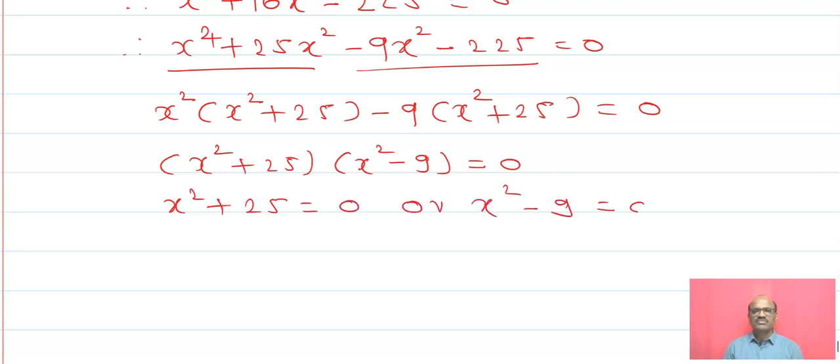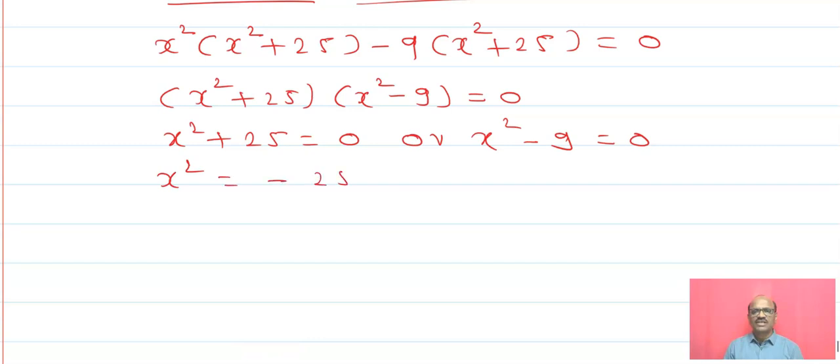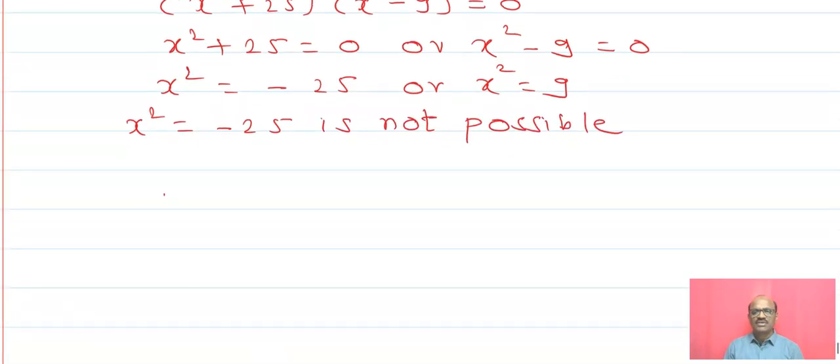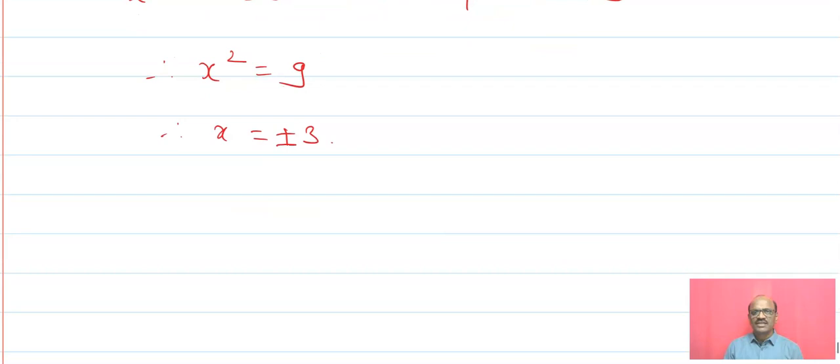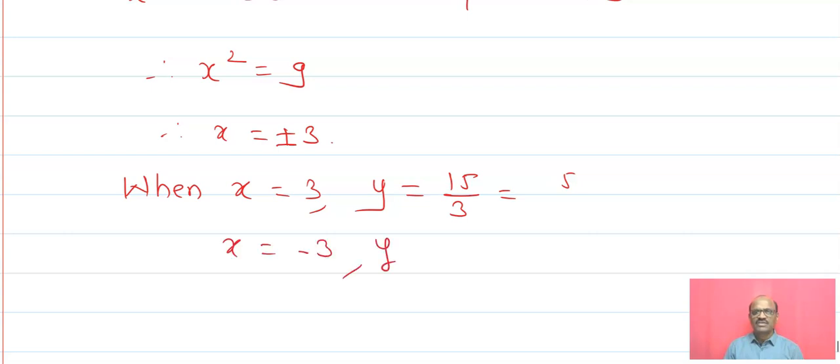Therefore x square plus 25 equals 0 or x square minus 9 equals 0. x square is equal to minus 25 or x square is equal to 9. x square equal to minus 25 is not possible, that is, the square of a real number is not negative, and therefore x square is equal to 9. x is equal to plus or minus 3. When x is equal to 3, y is equal to 15 upon 3 means y is equal to 5. x is equal to minus 3, that is 15 upon minus 3, that is minus 5.